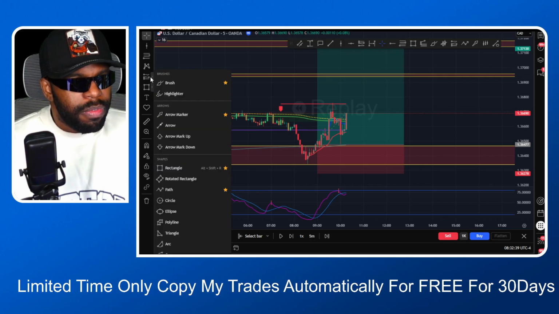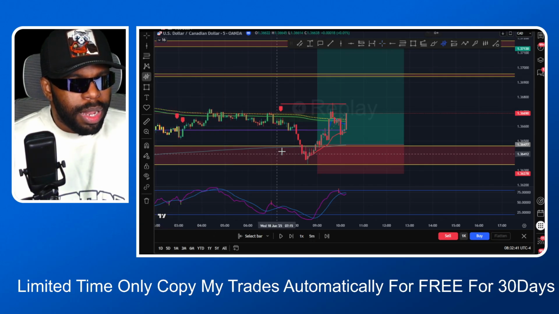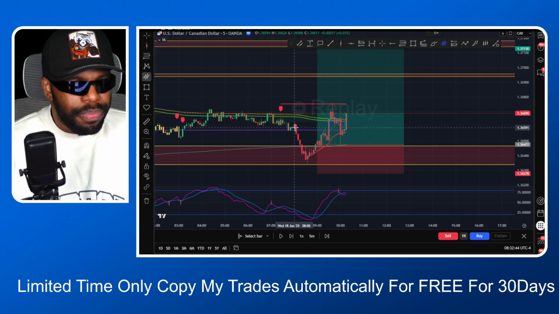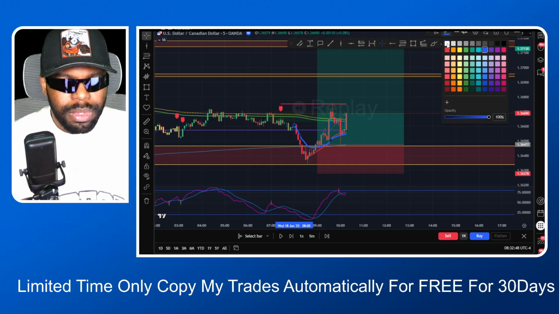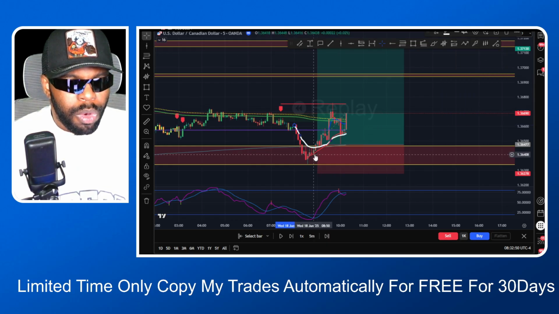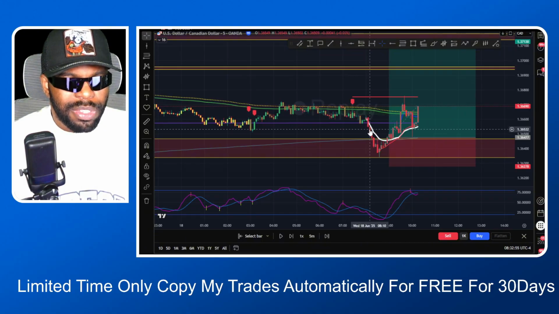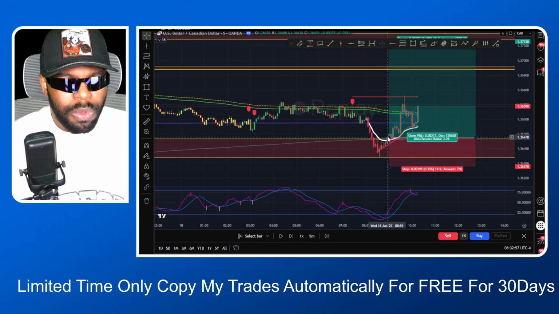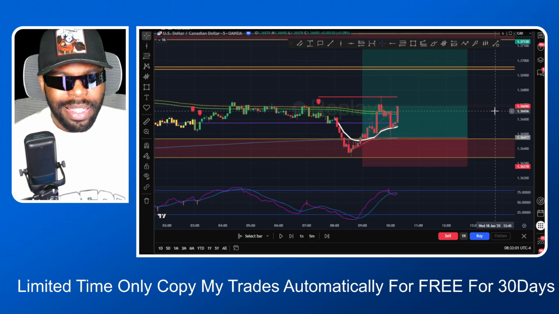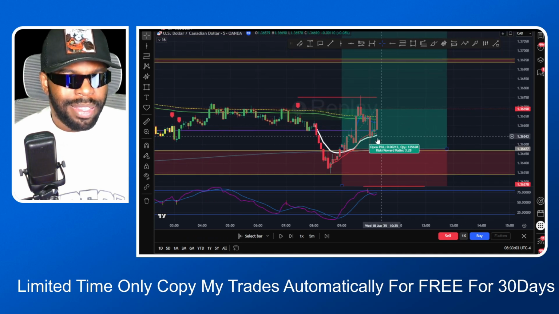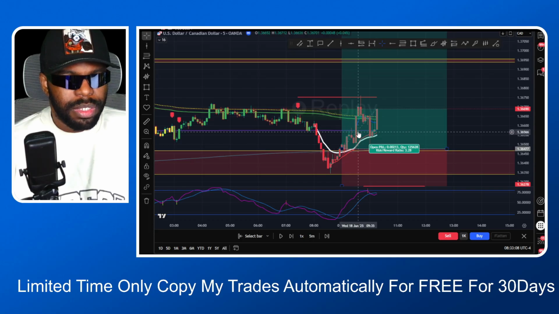Okay, so let me find my anchor VWAP tool here. I like to anchor the anchor VWAP at the start of the session, and as you can see, when price is at a zone and you have an anchor VWAP at the start of the US session, and price breaks the VWAP and closes above the VWAP, that's a sign that buyers are in control. And then you can be real confident that price is going to continue to go up because buyers are in control.